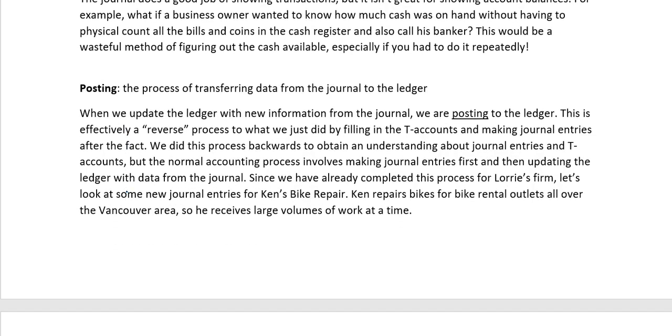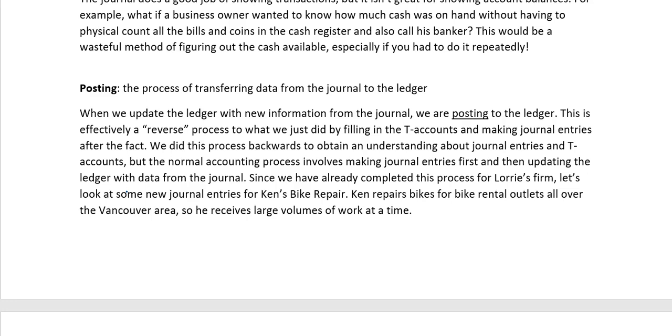Posting is the process of transferring data from the journal to the ledger. When we update the ledger with new information from the journal, we are posting to the ledger. This is effectively a reverse process to what we just did by filling in the T account and making journal entries after the fact. We did this process backwards to obtain an understanding about journal entries and T accounts, but the normal accounting process involves making journal entries first and then updating the ledger with data from the journal.